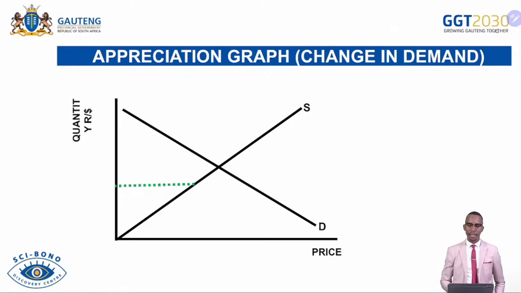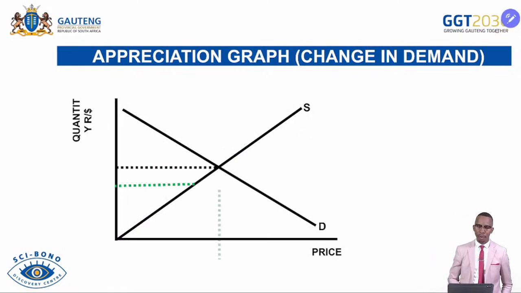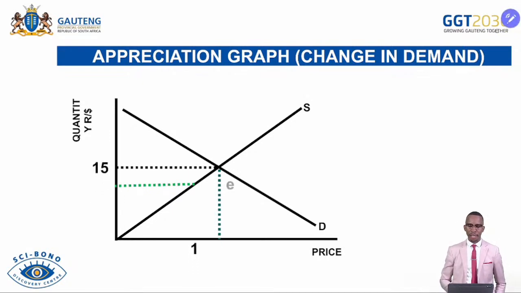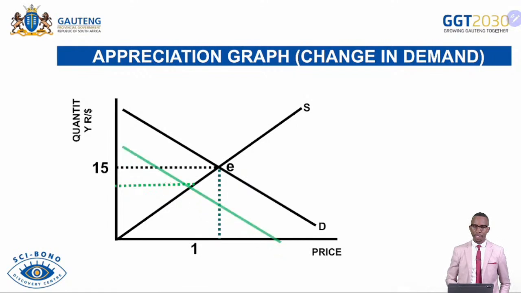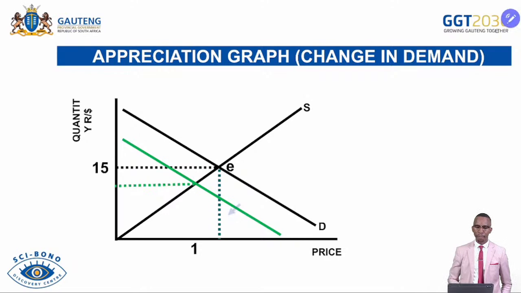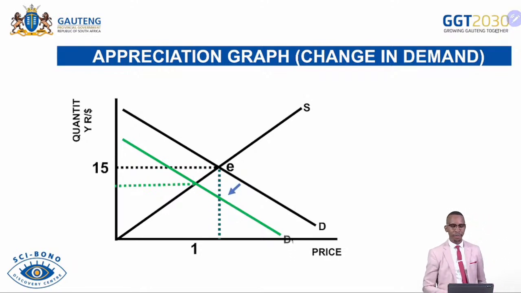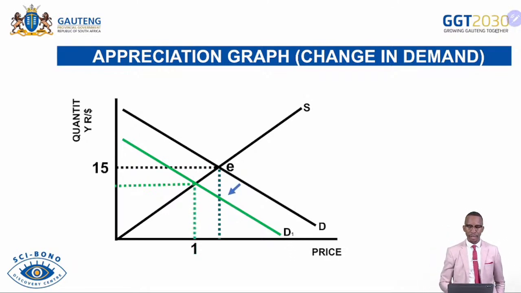That is our supply and demand, and then we are connecting our equilibrium. That is our 15 rand, and then we continue, that is the equilibrium. So there is a shift now. If the demand is shifting, what happens? A backward shift, a new demand curve.